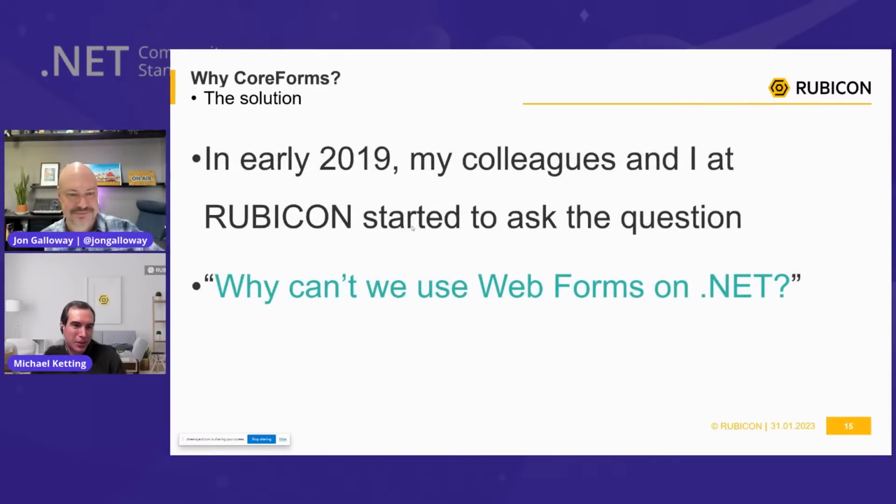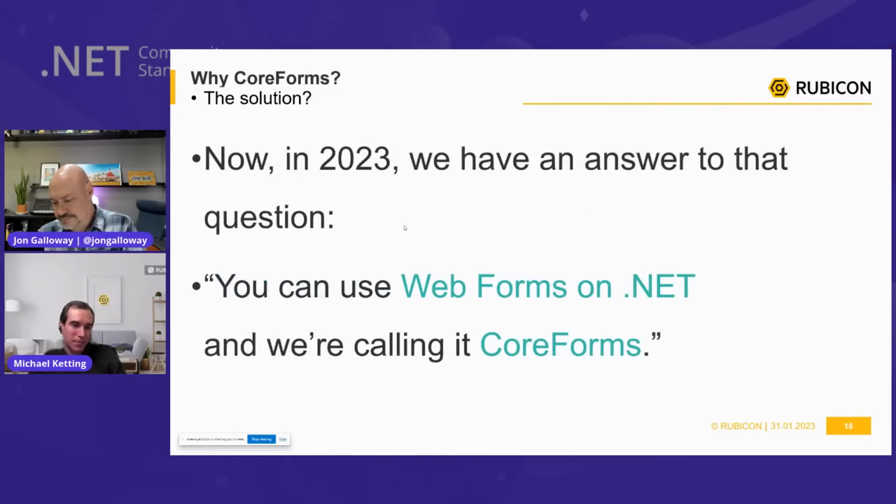So back then in early 2019, my colleagues and I started to ask the question: why can't we use web forms on .NET? Because we know out there are these line of business applications. People have this need. Everybody's always talking about it. How can we help the world? How can we make things better? And well, it's now 2023, and we have an answer. And that's, you can use web forms on .NET, and that's Rubicon, we are calling it CoreForms. So the question is, is this the solution?